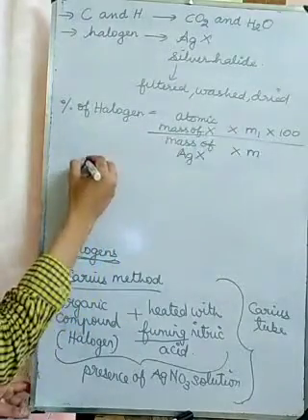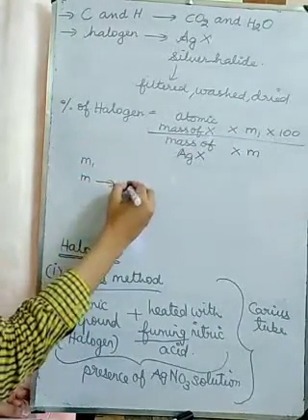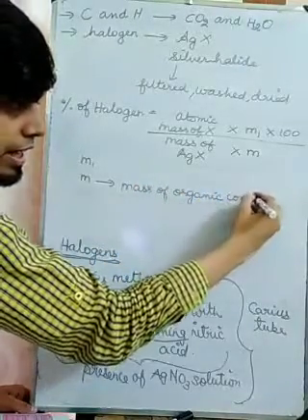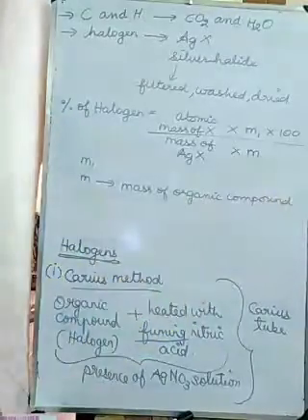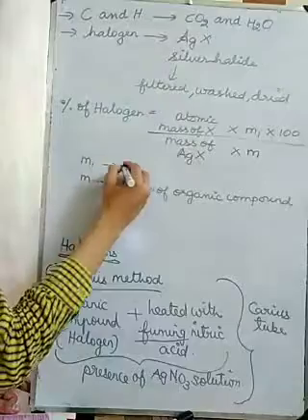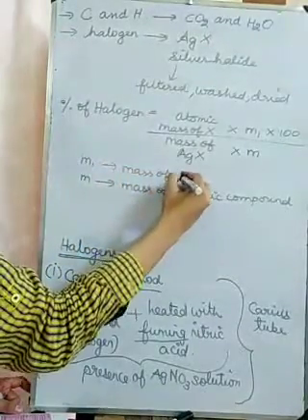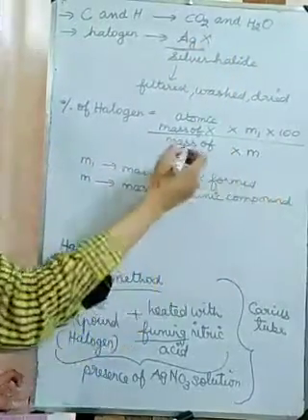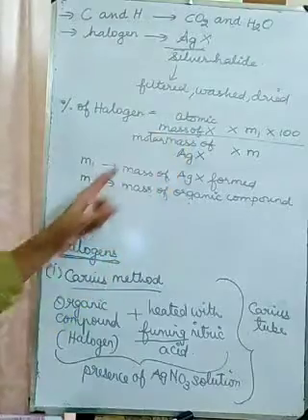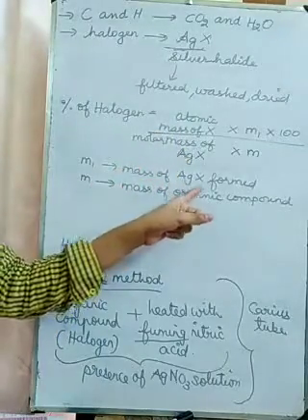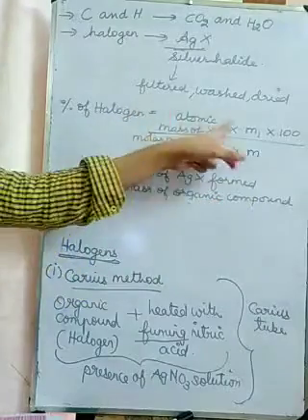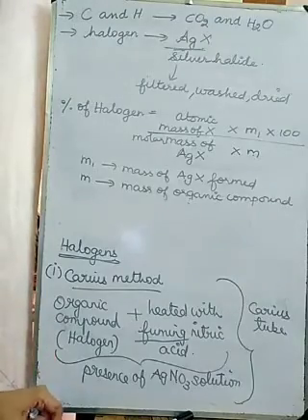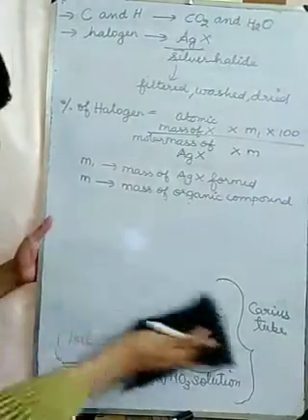So what is this M1 and what is this M? M is the mass of the organic compound which we are taking. So that mass is called M, and M1 is the mass of AgX that is formed. Here it is molar mass. Here it is the mass of the AgX which we are getting in this experiment. So if you multiply the whole thing by 100, you will get the percentage of halogen. Okay, understood? So this is how you will be finding out halogen.